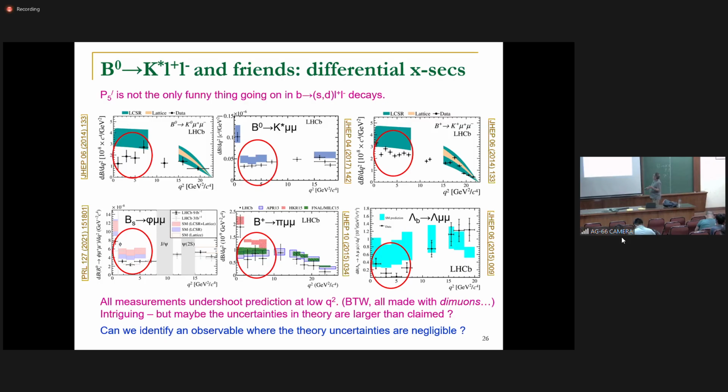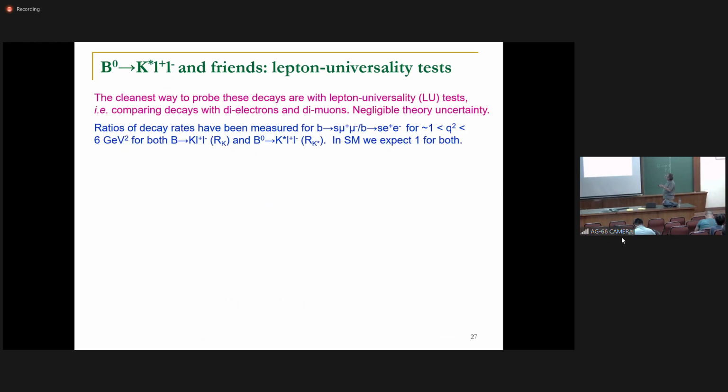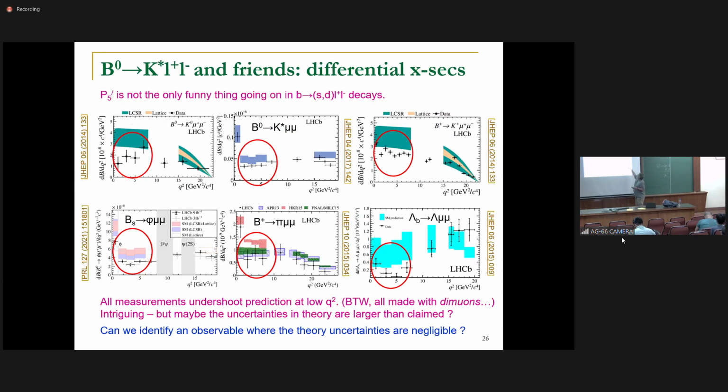So people said, okay, this is good, but what we need to worry about are these theory uncertainties. Can we look at some observable where the theory uncertainties are completely negligible? So this led to the infamous RK and RK star observables. Everything I've shown you essentially has been made with muons. So people said, well, can we do anything with electrons? At the LHC, doing things with electrons is really rather difficult. So actually making a detailed plot like this with electrons is almost impossible.